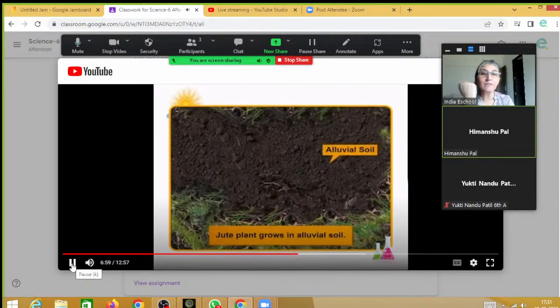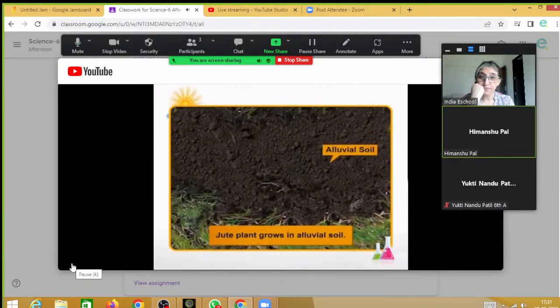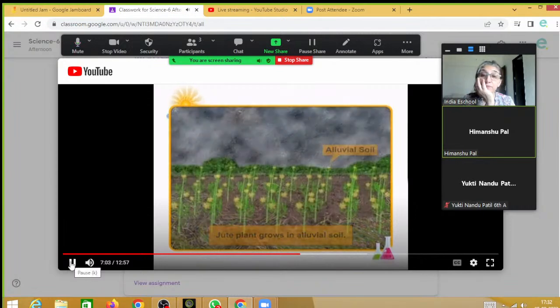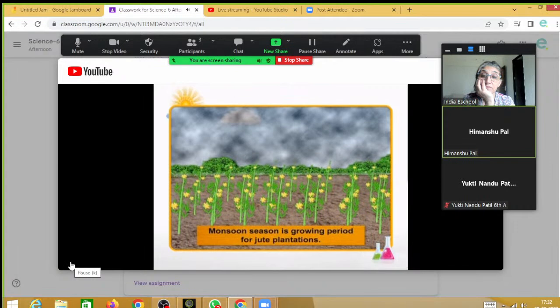Alluvial soil is best suitable for jute plantations. And which soil, in cotton which one did we need? Black soil. Yes, and for jute we need alluvial soil. Good monsoons are desirable for jute plantations.